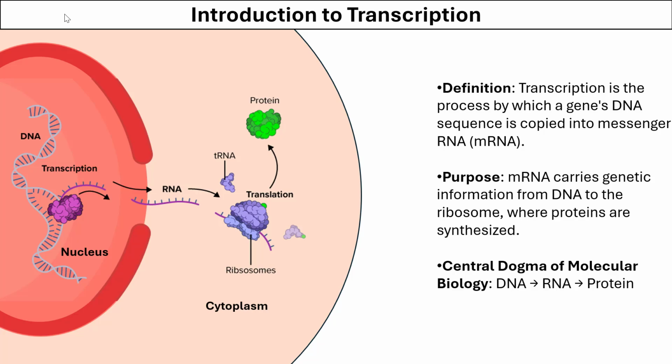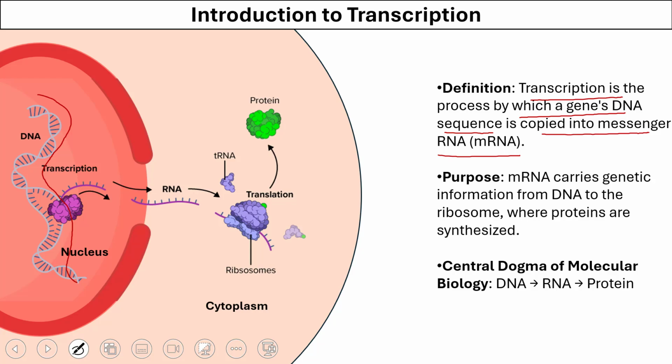So let's talk about transcription first. Transcription is the process by which a gene in the DNA makes a copy in the form of mRNA. So here is the DNA in the nucleus. A small fragment of DNA is called a gene, which codes for a specific character in the organism. This gene makes a copy of mRNA on itself in the process called transcription.